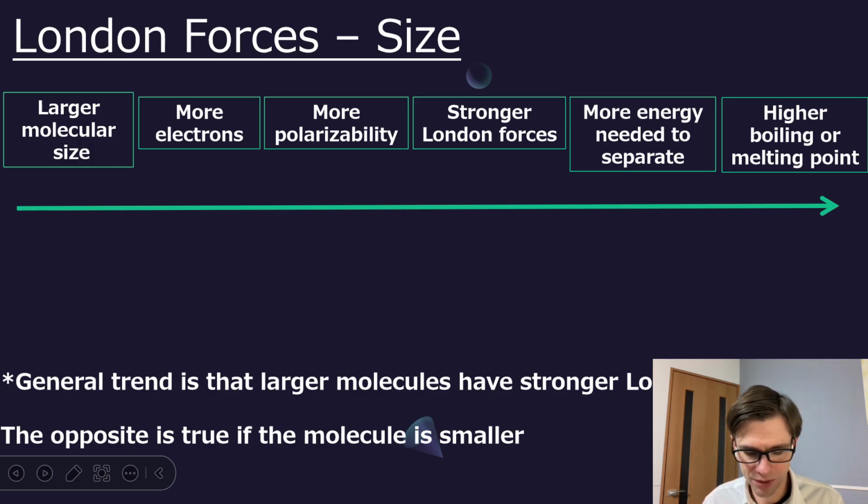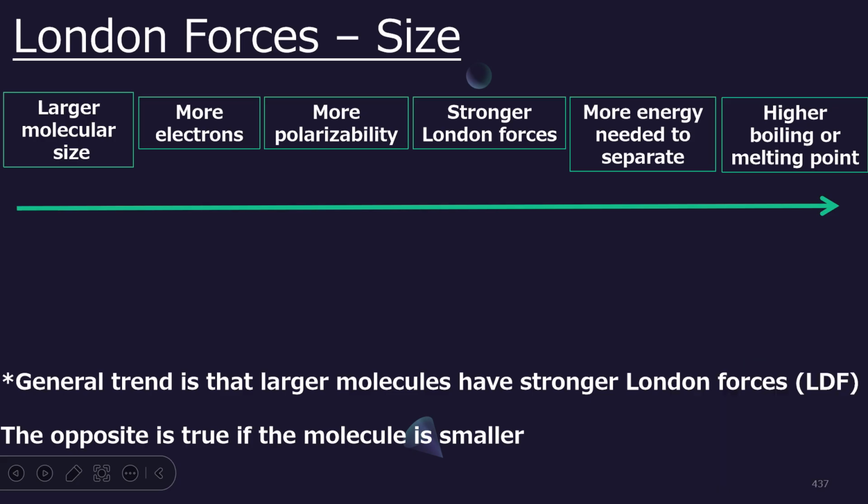Larger molecule size generally means more electrons, more polarizability, stronger London forces, more energy needed to separate, and higher boiling point or melting point. The general trend is that larger molecules have stronger London forces, which will often be written as LDF for London dispersion forces. Now the opposite is true. If the molecule is smaller, you're going to have generally lower boiling and melting points, less energy needed to separate, weaker London forces, lower polarizability, and fewer electrons. Those are associated with smaller molecular weight and molecular size.